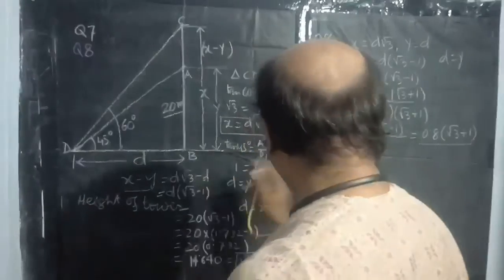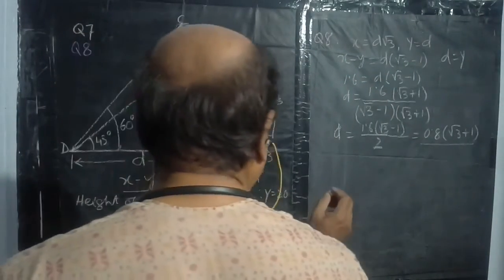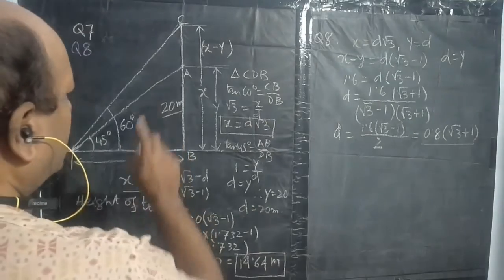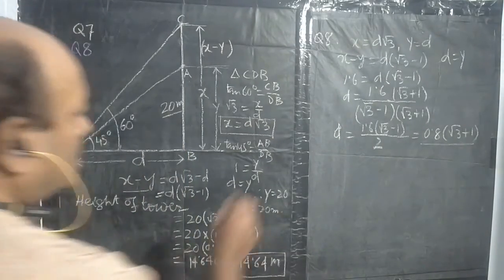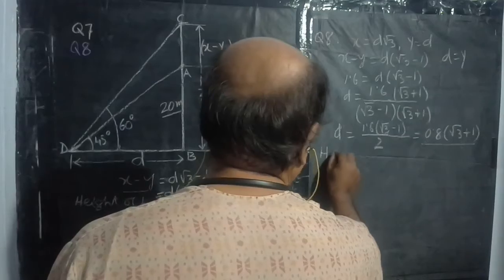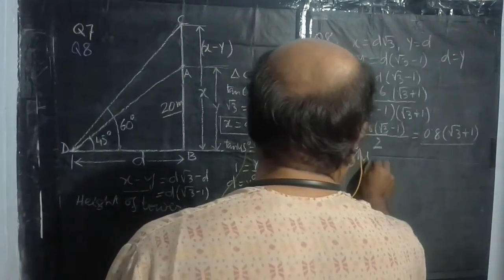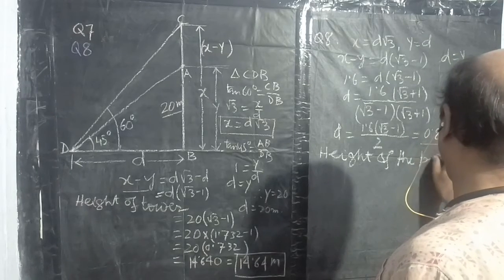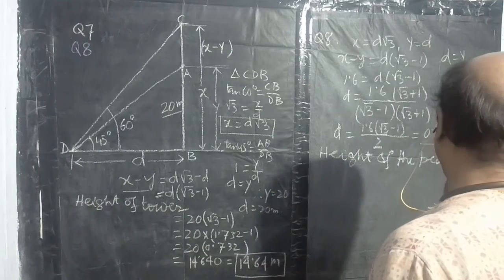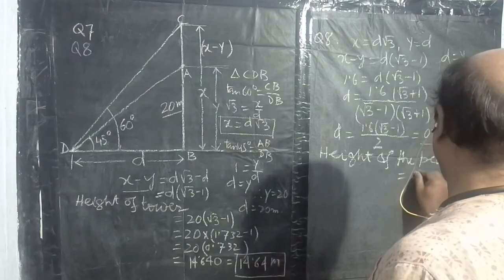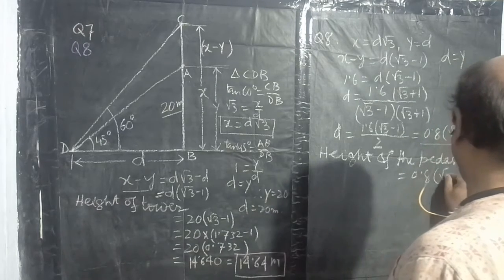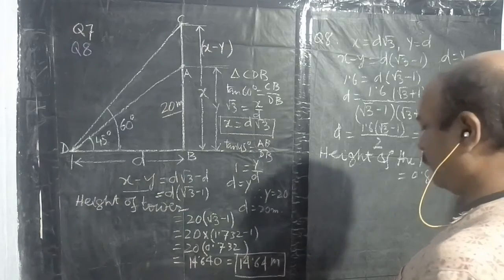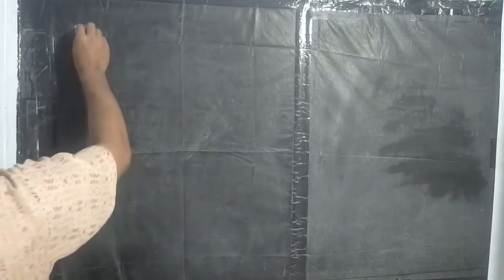So question 7 or 8 you found out. These are almost similar questions, only the numbers are different. This is the height of the pedestal. Height of the pedestal is 0.8 into root 3 plus 1 meter. Okay, and basically it is same.